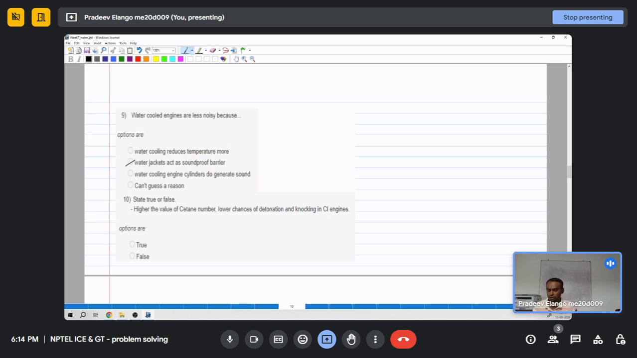State true or false: higher the value of cetane number, lower the chances of detonation and knocking in CI engines. Yeah, this is true. High cetane number means the ignition delay of the fuel will be lower, and low ignition delay means low knocking and detonation.